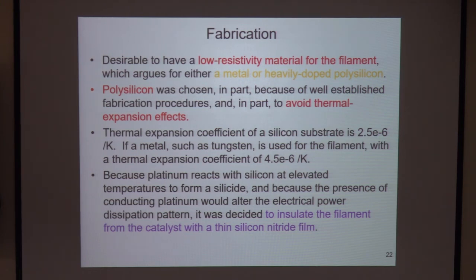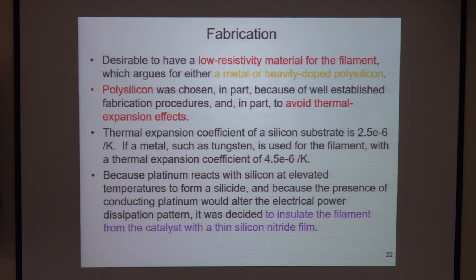But if the platinum catalyst contacts the polysilicon, they will react. Metal plus polysilicon, we have silicide. So the silicide will change the resistivity of the polysilicon. So we don't want the catalyst platinum to directly contact the polysilicon. So we need an interface layer between the catalyst platinum and the polysilicon.